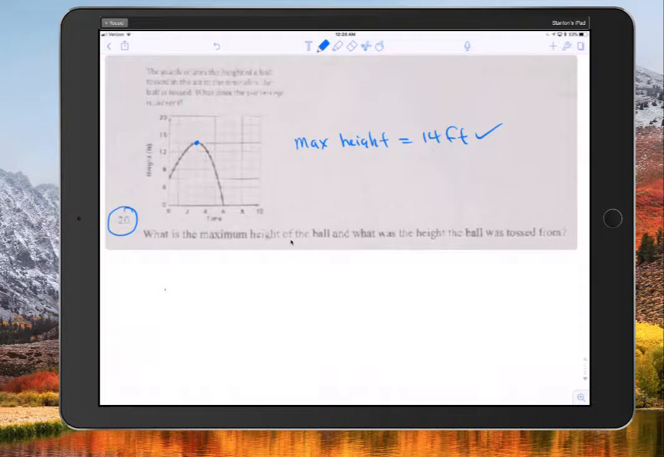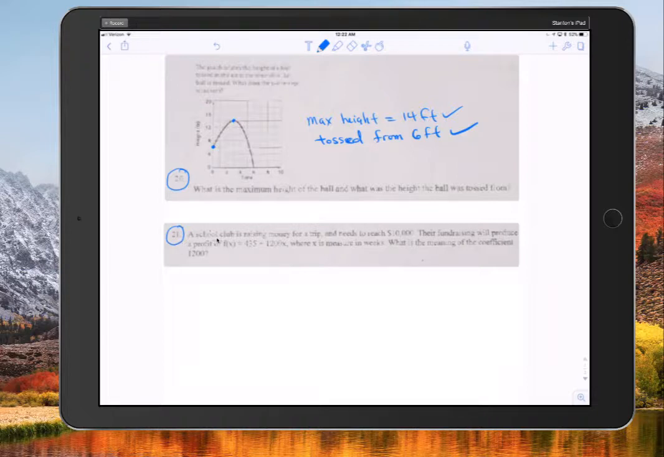And then the second question is, what was the height the ball was tossed from? It looks like it is starting here at that spot right there, and that looks like it would be at 6. So tossed from 6 feet. All right, and that's it.